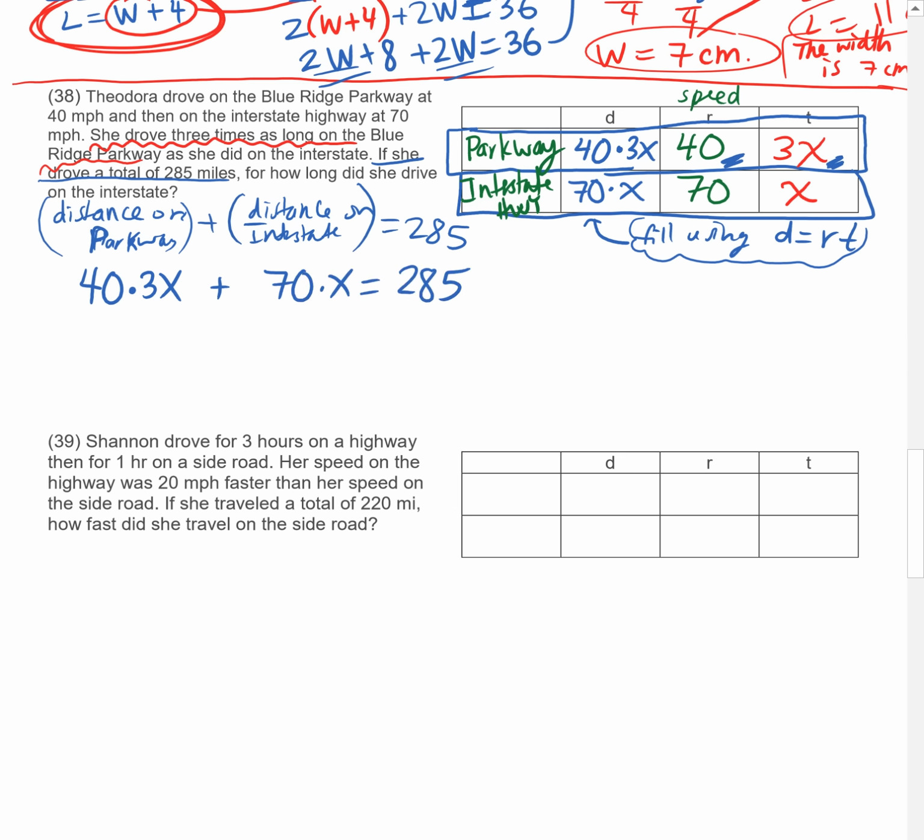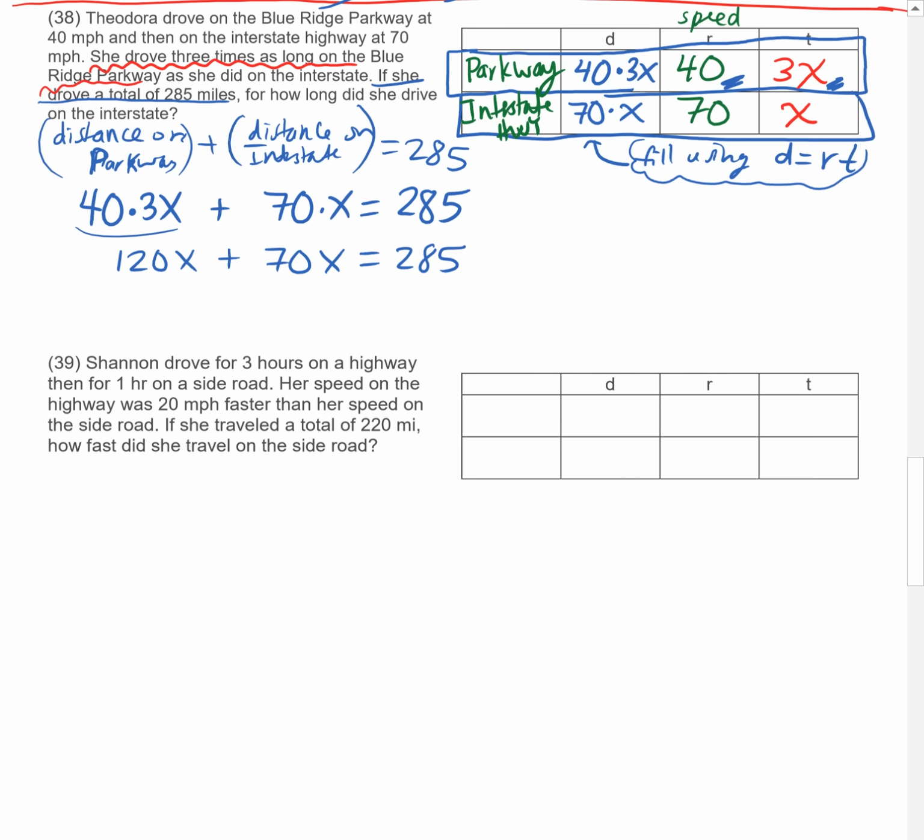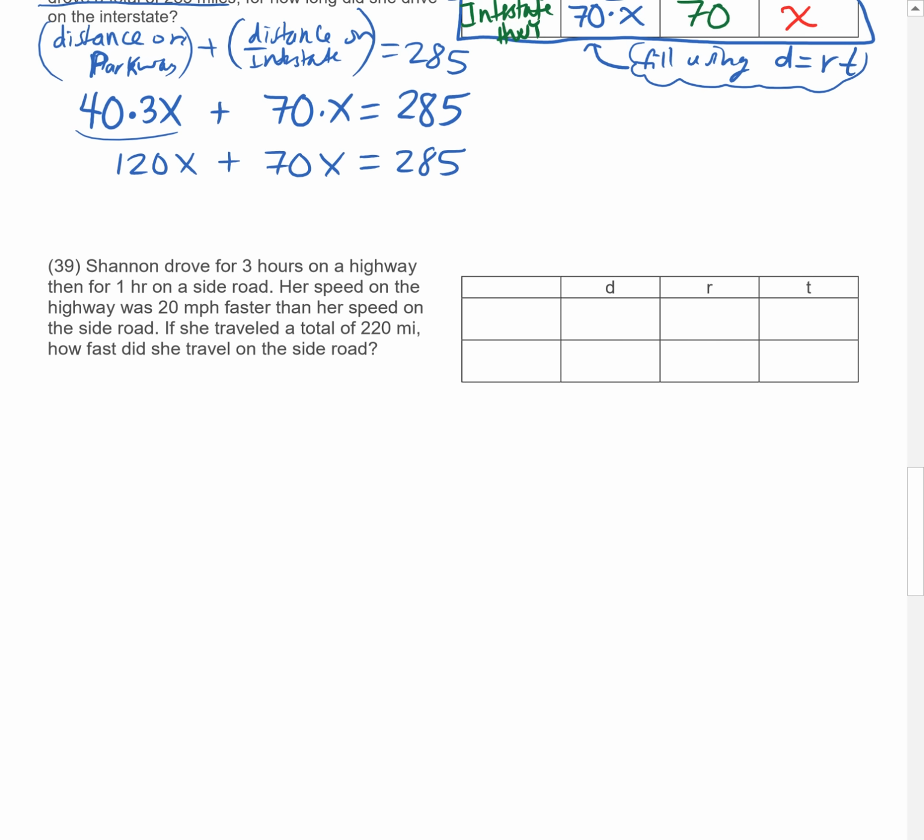So there's our equation, and now I might as well multiply. 40 times 3x, that's 120x. 70 times x, you can just write 70x. And now this is where it gets easy, you're just solving now. 120x and 70x, those are like terms, I can write 190x.